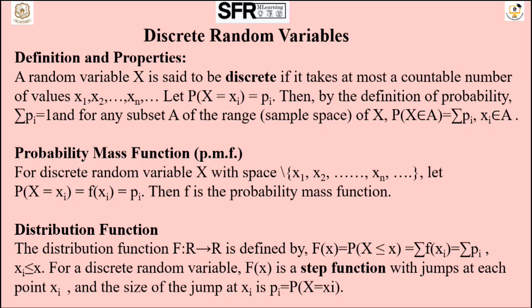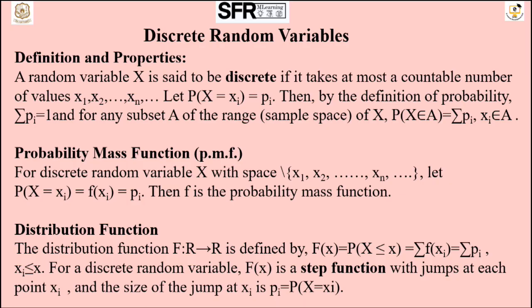So, discrete is countable, continuous is uncountable. A random variable X is said to be discrete if it takes at most a countable number of values x1, x2 and so on, xn. Let P of X equal to Xi be equal to Pi, then by the definition of probability, summation Pi equals 1.